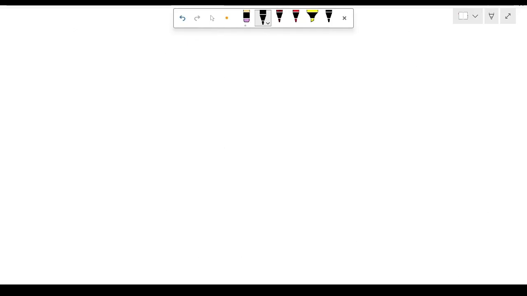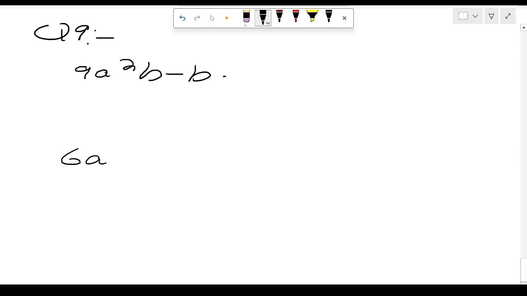Okay everyone, so let's attempt question number 9. Question number 9 states that we need to find the LCM of the following expressions. The first expression is 9a square b minus b, and the second expression is 6a square plus 2a. Now first we will find their HCF. So let's find the HCF for 9a square b minus b.